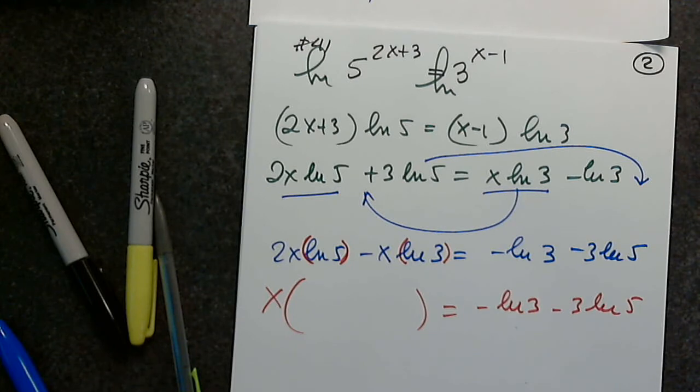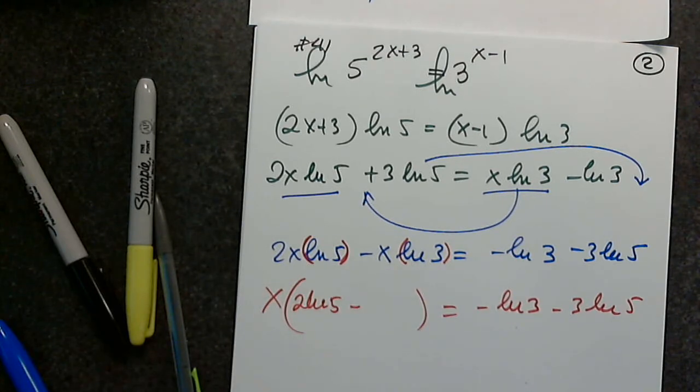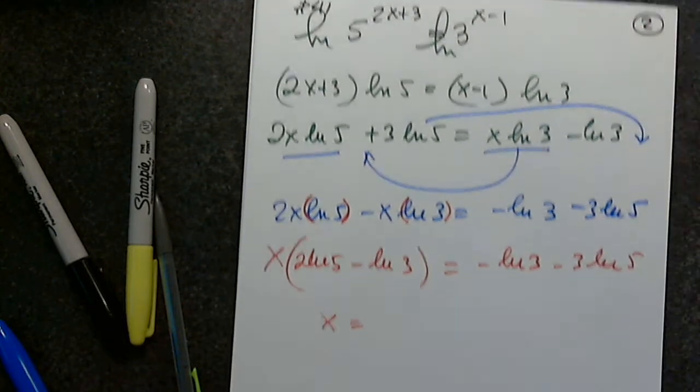The ln is the function and 5 is the argument. The ln is the function and 3 is the argument. So then what is left in parentheses? x is outside. 2 ln 5 minus ln 3. Very good.